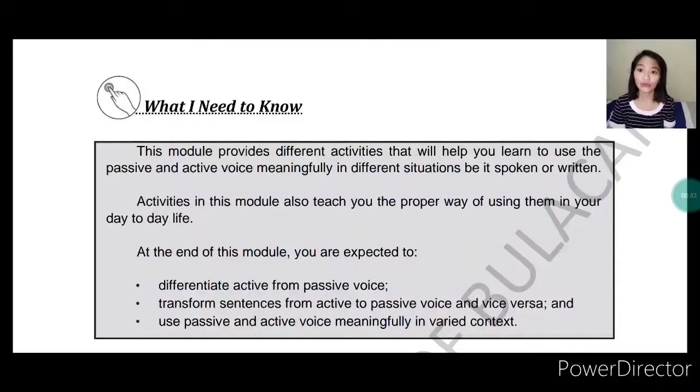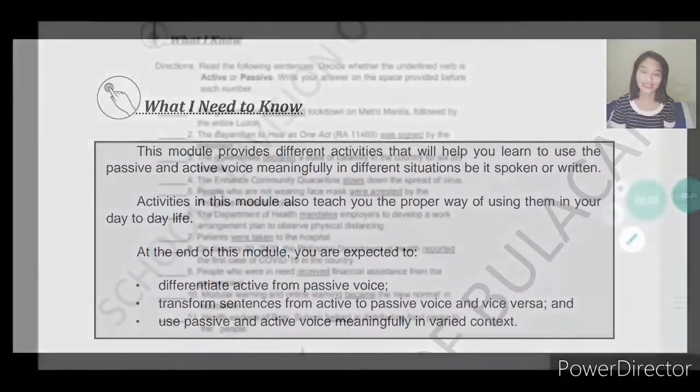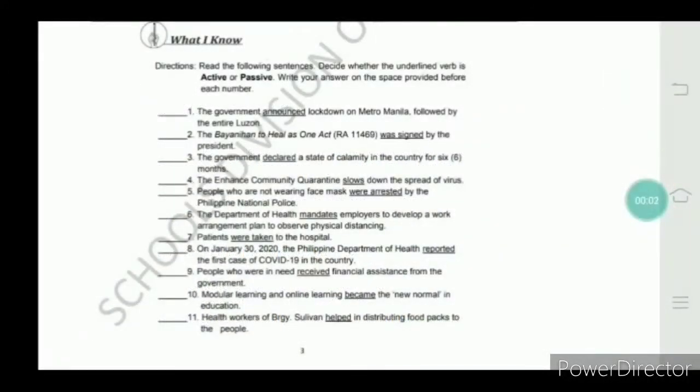At the end of this module, our goals are to differentiate active from passive voice. Next, to transform sentences from active to passive voice and vice versa. And lastly, use passive and active voice meaningfully in varied contexts. Before we go on, let us see what you already know about the topic.